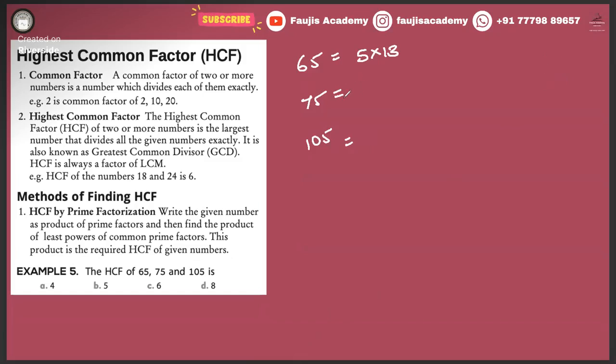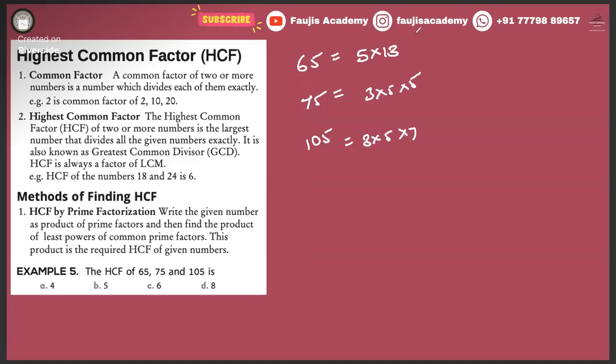Now how will you write 75 here? 5 into 15, sir. 5 into 5 into 3. Someone said 5 into 15. Okay. Can you write 15 in any other way? 5 into 3. Right. So 5 into 3. How about 105? 5 into 7 into 3. Okay. 3 into 5 into 7 or 5 into 7 into 3, your choice. When writing smaller numbers first, it looks aesthetically pleasing. That's why we write like that. There is no other reason. You can write 5 into 3 into 5 or 5, 5, 3, your choice.